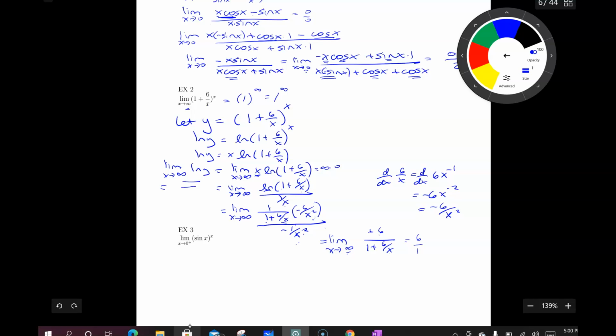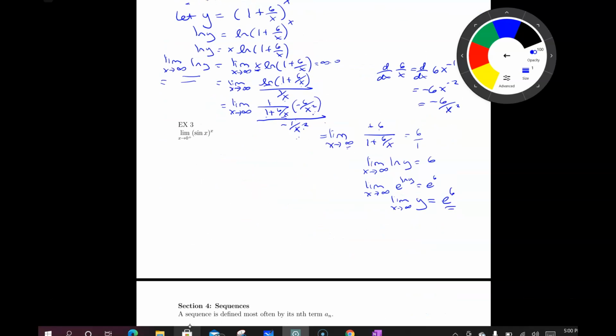So pull in the left-hand side. I get ln of y is equal to 6. Now our job is to find what's happening with the limit of y, so I'm going to take e of both sides. So e and ln cancel. So the limit of y is e to the 6th power.